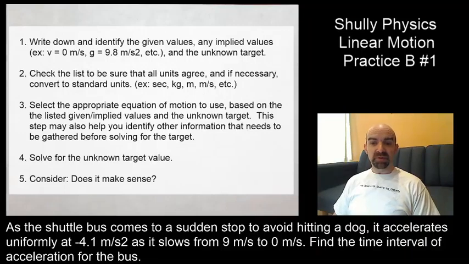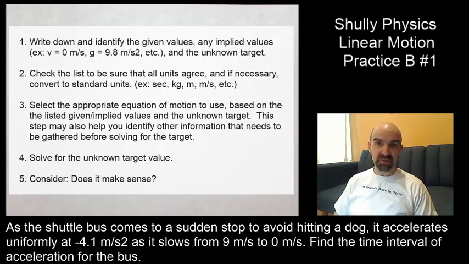This is linear motion practice B number 1. The problem is, as the shuttle bus comes to a sudden stop to avoid hitting a dog, it accelerates uniformly at negative 4.1 meters per second squared as it slows from 9 meters per second to 0 meters per second. Find the time interval of acceleration for the bus.